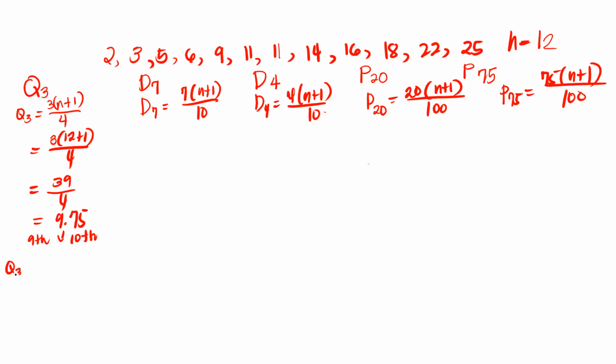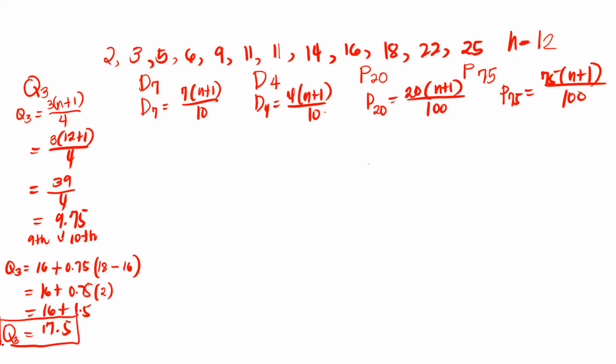So, para makuha yun, we have the third term. The 9th term is 1, 2, 3, 4, 5, 6, 7, 8, 9. That's 16. Plus yung 0.75 times yung difference ng 10th at 9th. So yung 10th term is 18, yung 9th term ay yung 16. So we have 16 plus 0.75 times 2. And that is 16 plus 1.5. Kaya nyo itong isolve ng ano lang, no? Isip nyo lang. So we have 17.5 as our third quartile.